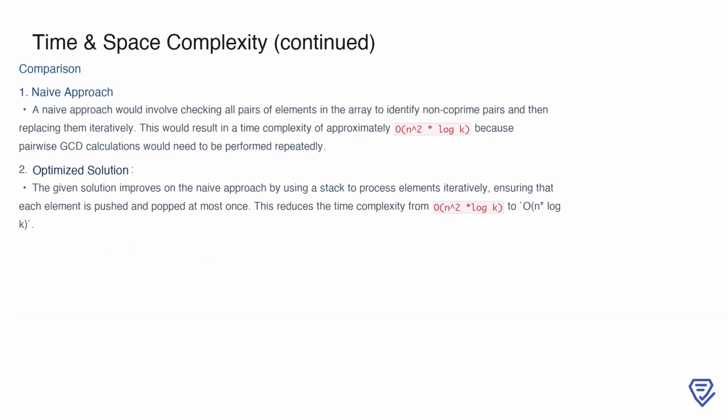When comparing this optimized solution to a naive approach, the efficiency becomes even clearer. In a naive approach, we might check all pairs of elements in the array to identify non-coprime pairs and replace them iteratively. This would involve a time complexity of roughly O(n² * log k), because of the repeated pairwise GCD calculations. In contrast, the optimized solution leverages a stack to process elements iteratively, ensuring that each element is pushed and popped at most once. This approach significantly reduces the time complexity to O(n * log k), making it much more scalable for large inputs.